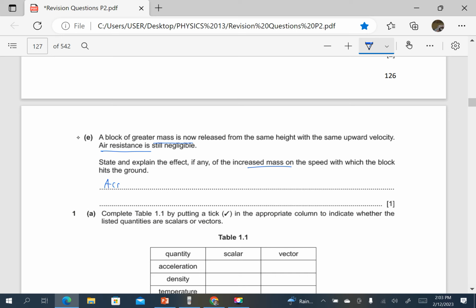So the acceleration of free fall does not change since it is not dependent on mass, and so no effect.